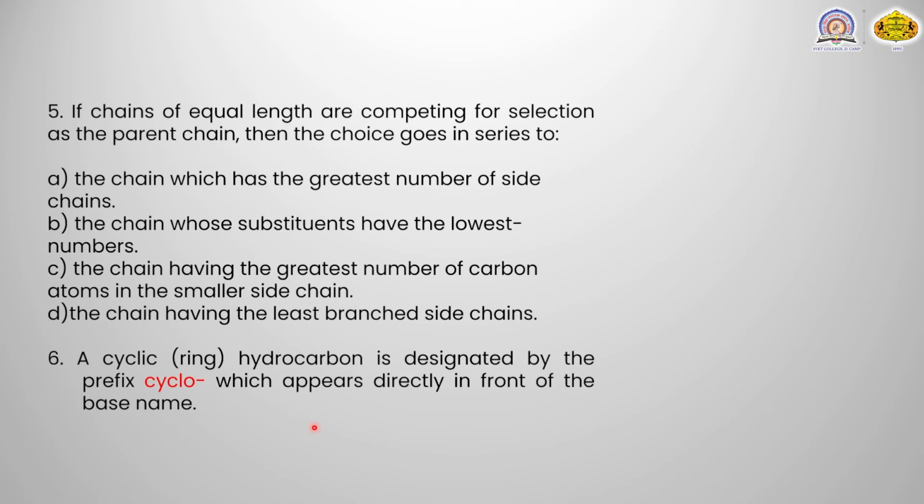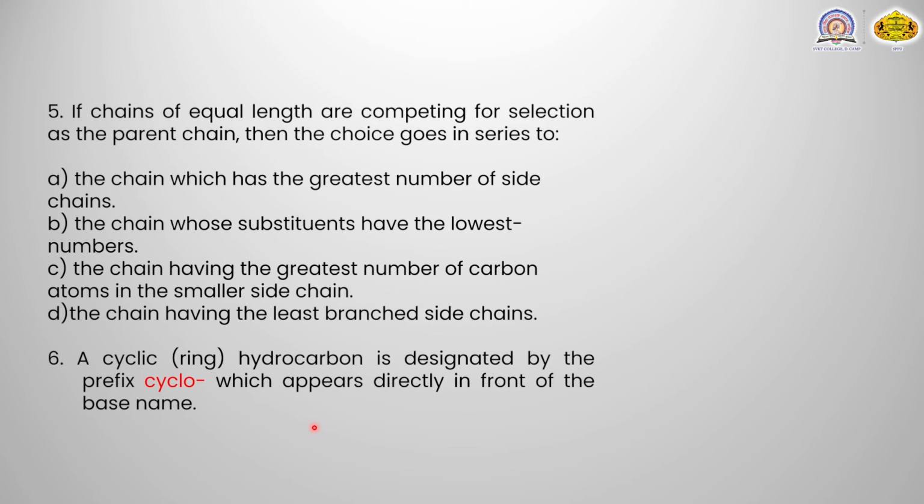The fifth rule: if chains of equal length are competing for selection as the parent chain, then the choice goes in a series too. For example, if there are two chains having the same number of carbons, in the example of heptane, if there is a propyl substituent at the fourth position, the number of carbons is 7 in two different chains. So if the chains are of equal length, with the number of carbons in both cases being 7, in that case the selection of the chain is given by choice.